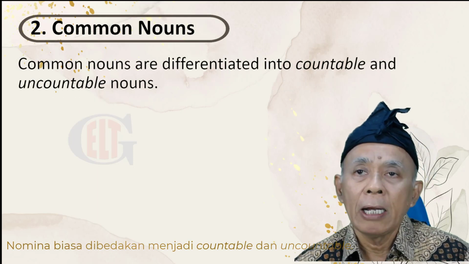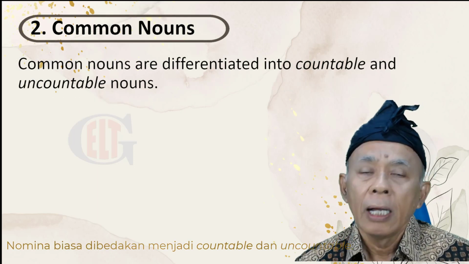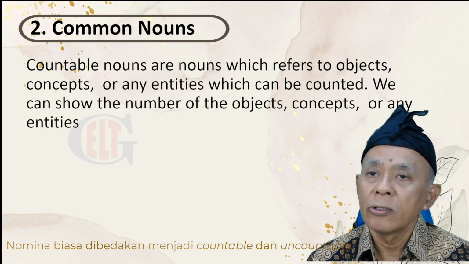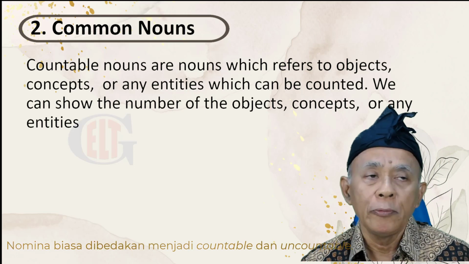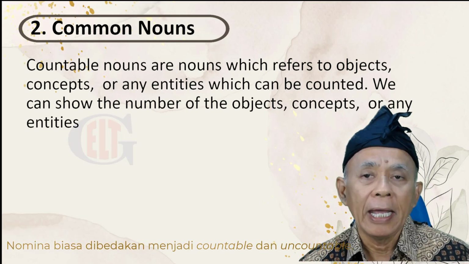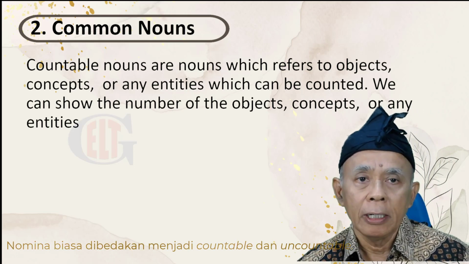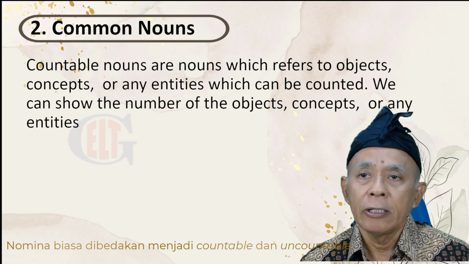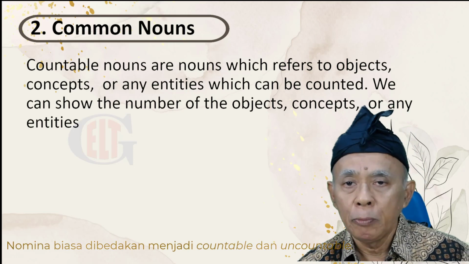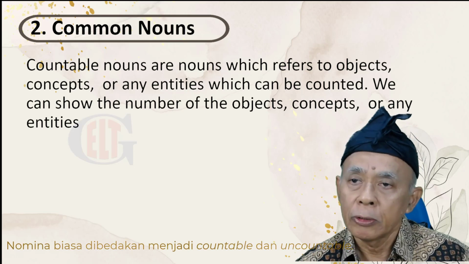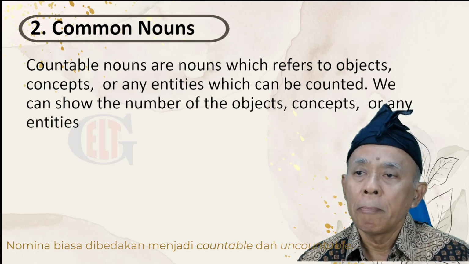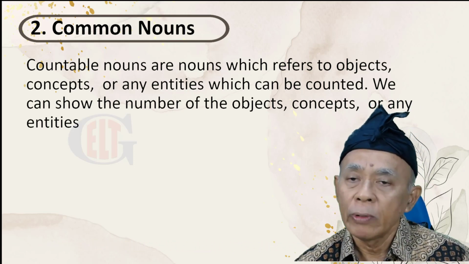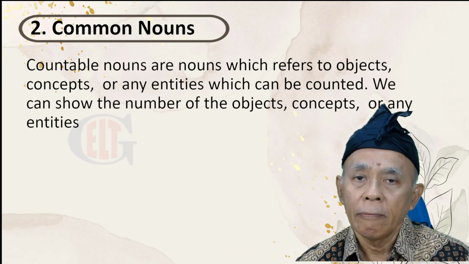In English, common nouns are differentiated into countable and uncountable nouns. Countable nouns are nouns which refer to objects, concepts, or any entities which can be counted. So we can count like 1, 2, 3. We can say, for example, book, 1 book, 2 books, 3 books, and so on. We can show the number of the objects or concepts or any entities. So we can show the number of a common noun.